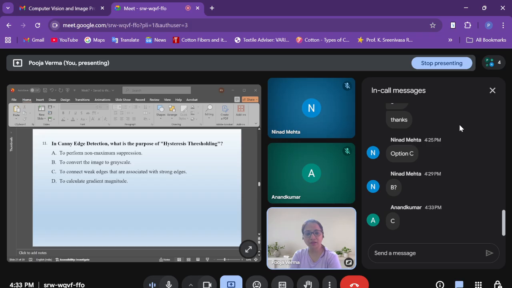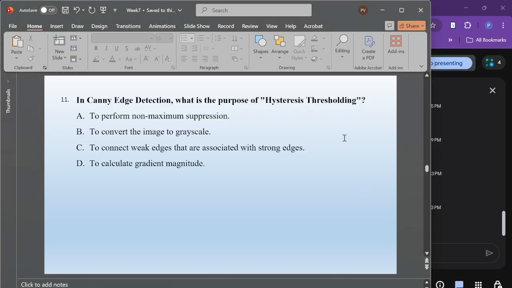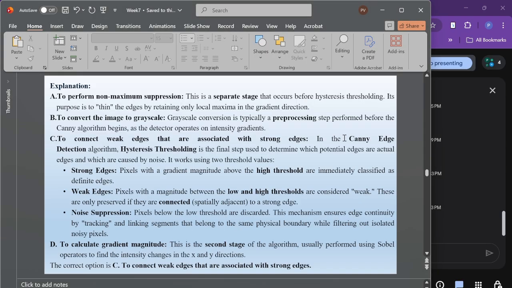We will see the detailed solution here. Okay, we will see here the detailed explanation. So we will check by options. Yeah, the correct option is C.